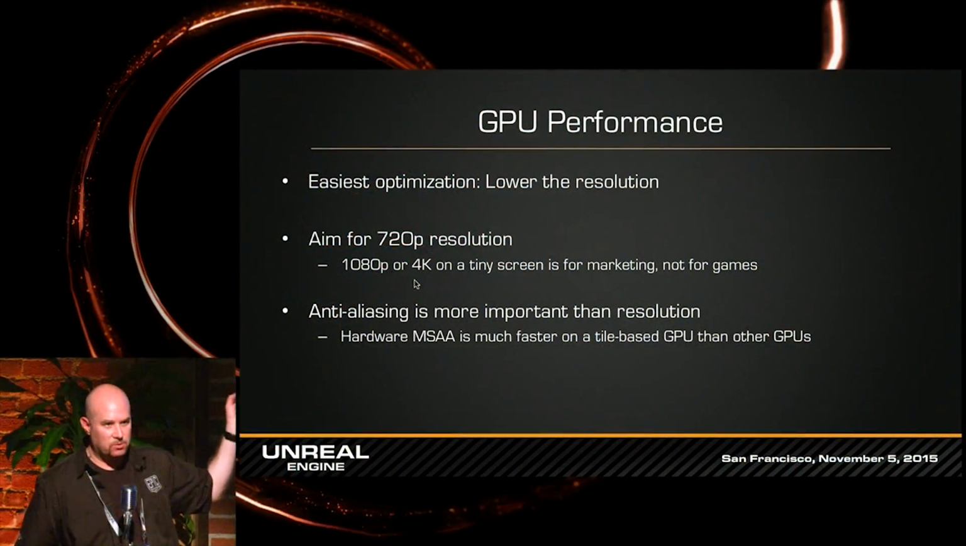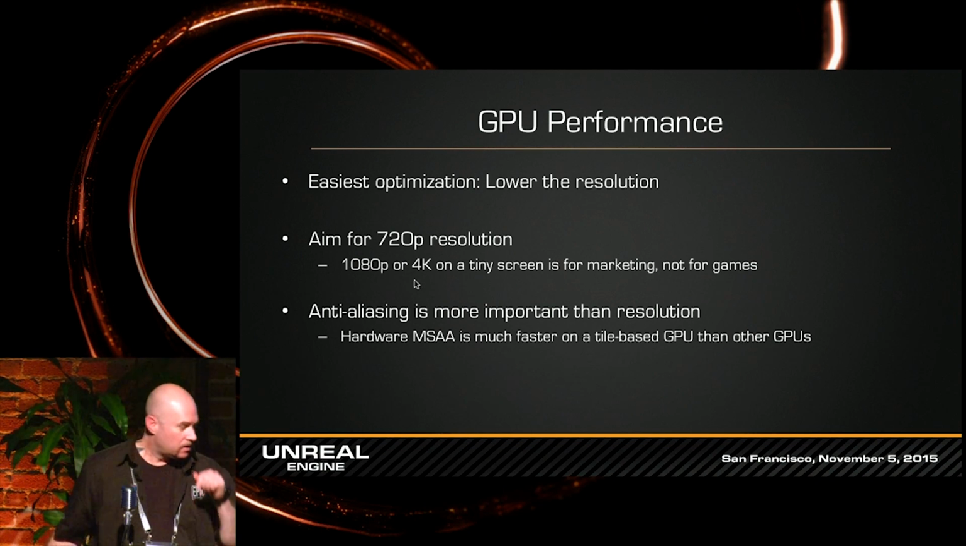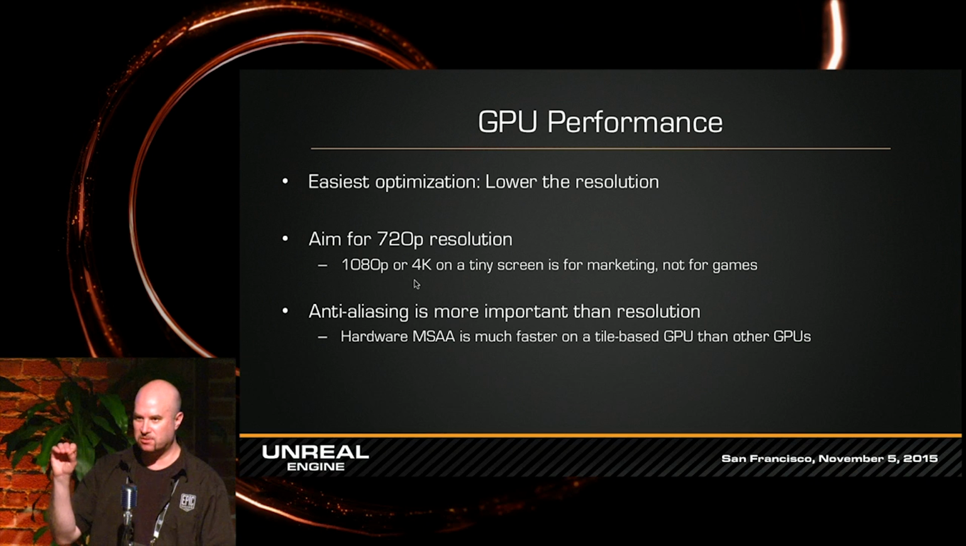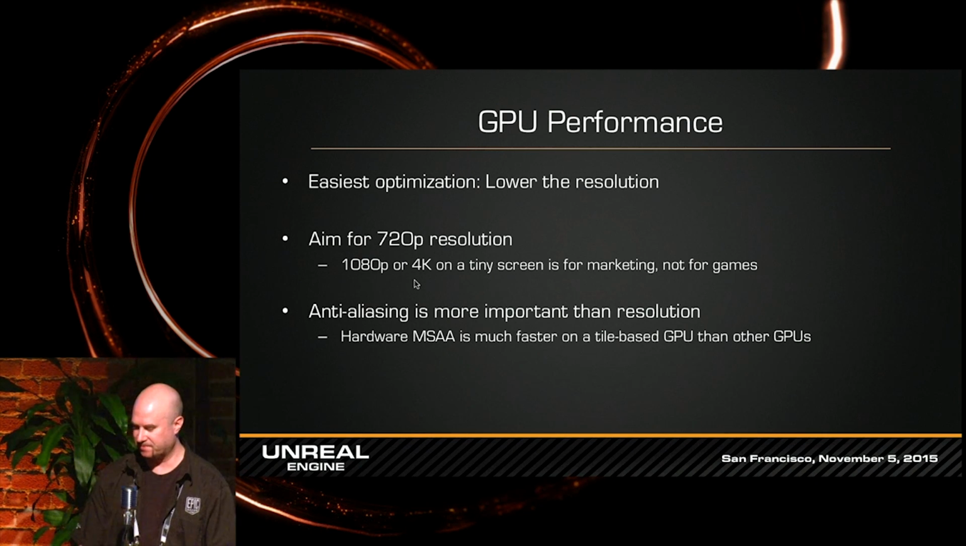Also, the first point there about GPU optimization, the easiest thing you could do is just lower resolution and see if things run faster, which is what some Xbox One games do, with a little bit lower resolution than PS4 games. It's easy optimization, right?